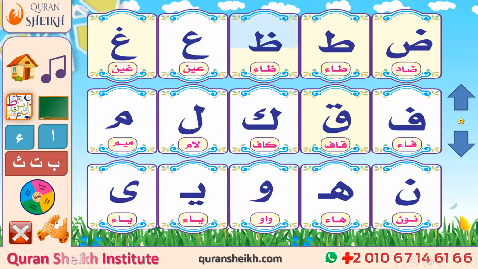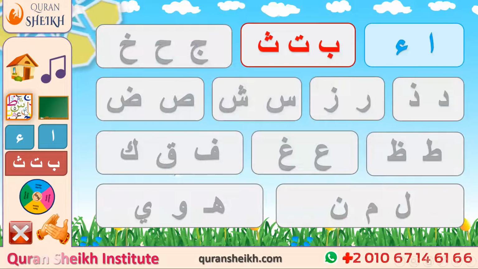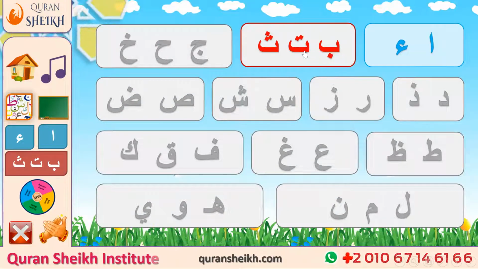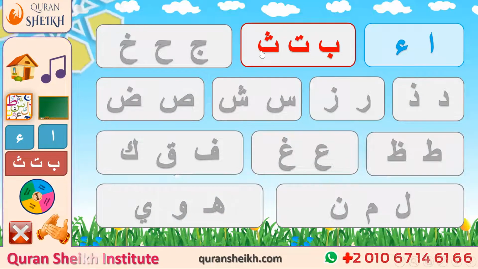Very good. Okay, now we have two groups we will learn today. The first group, Alif and Hamza. The second group is Ba, Ta, and Tha. Okay, let's go to the first group, Alif.